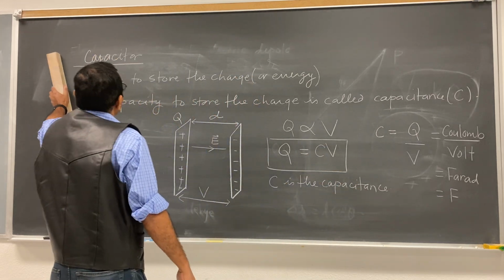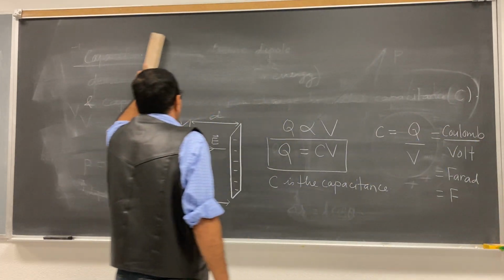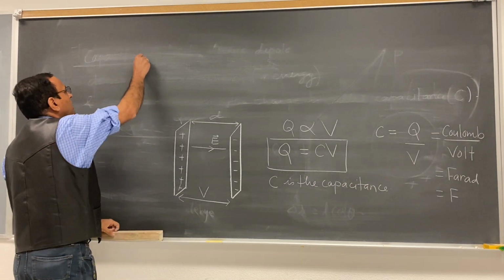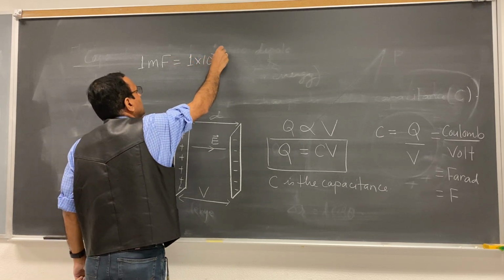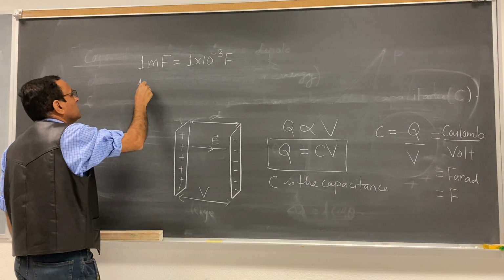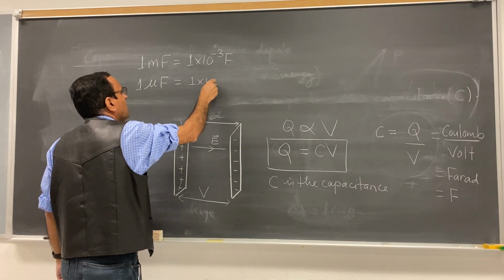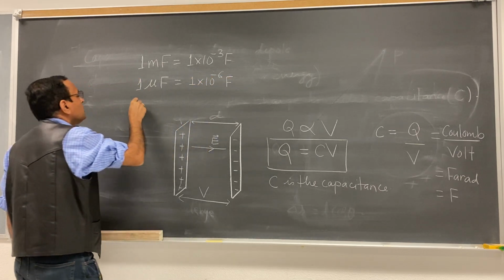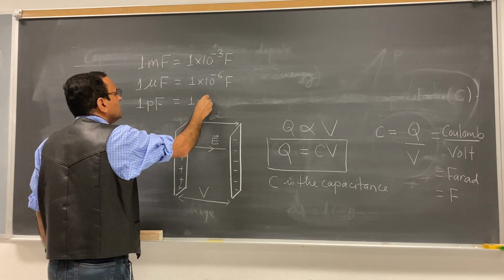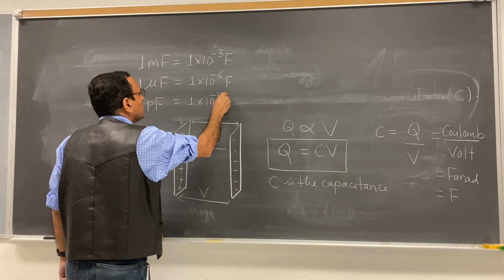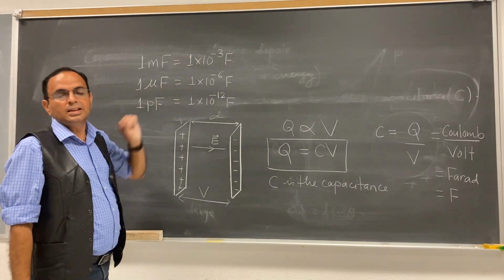But you can see smaller units like millifarad, microfarad, even picofarad. 1 millifarad is 1 times 10 to the power negative 3 farad. 1 microfarad is 1 times 10 to the power negative 6 farad. 1 picofarad, PF, is 1 times 10 to the power negative 12 farad. So you need to know this conversion.